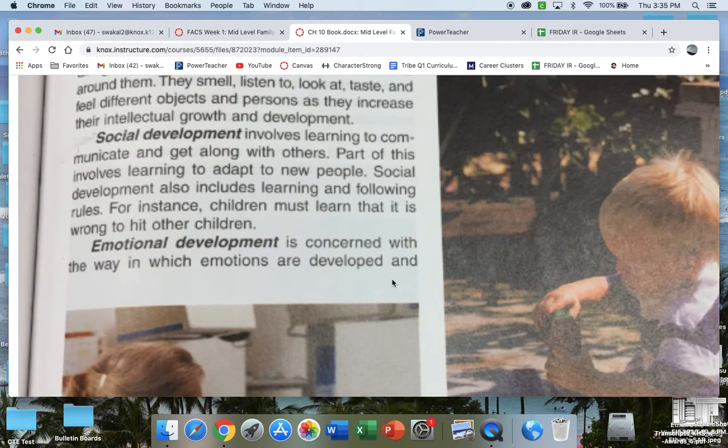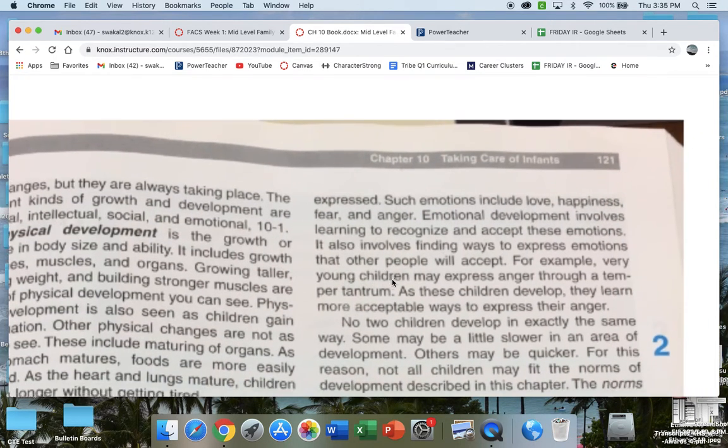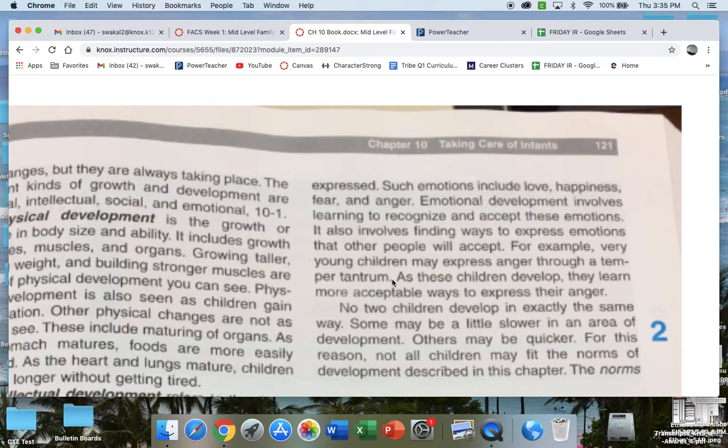Okay, the next one, the fourth stage of development, is emotional development. It is concerned with the way the emotions are developed and expressed. And a lot of people think that emotional development is just crying. But for example, here it says emotional development also includes love, happiness, fear, and anger. Emotional development involves learning to recognize and accept these emotions. It also involves finding ways to express emotions that other people will accept.